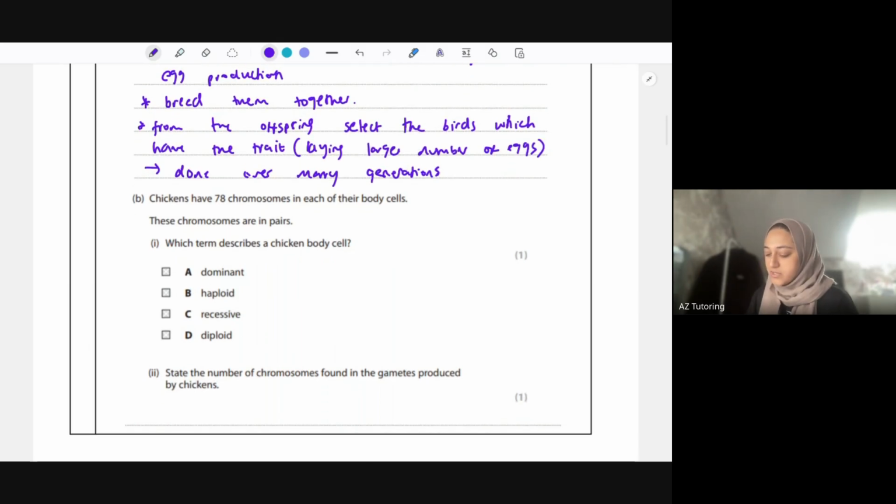Okay, chickens have 78 chromosomes. You don't have to remember what animals have what amount of chromosomes, but you do have to remember that humans, we've got 46 chromosomes. Or you could say 23 pairs, but if you just say 46, that's really explicit. 23 times 2 is 46 chromosomes. Okay, so you need to remember the humans one, but if the question's not in terms of humans, they'll always tell you. So for example, here chickens have 78 chromosomes in each of their body cells.